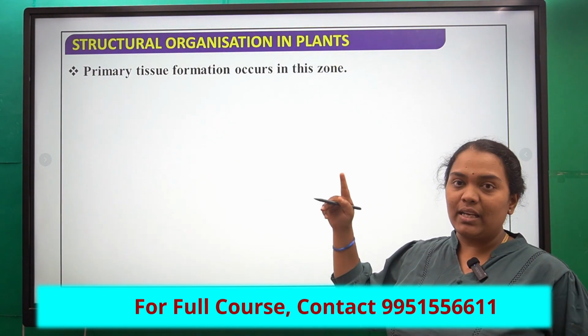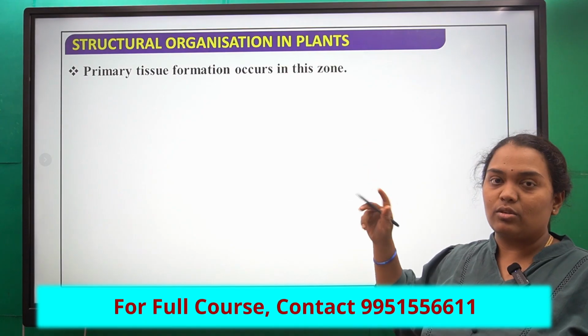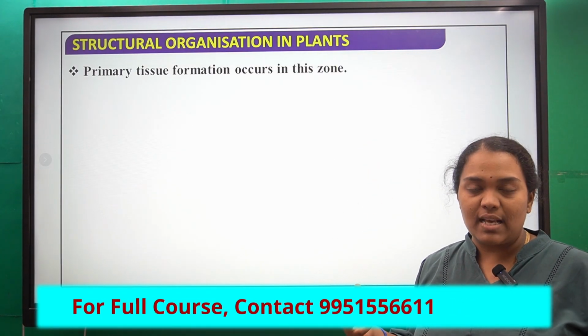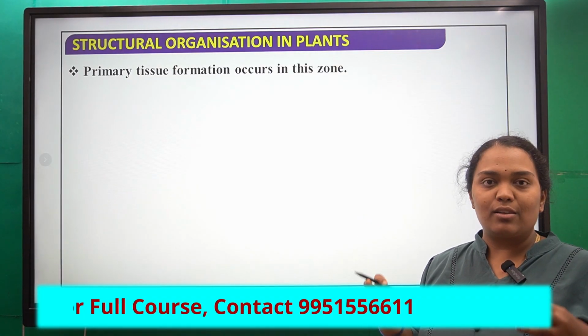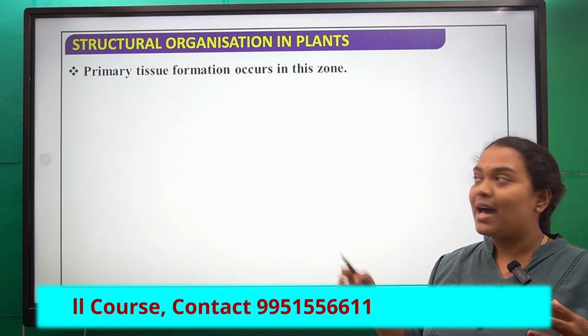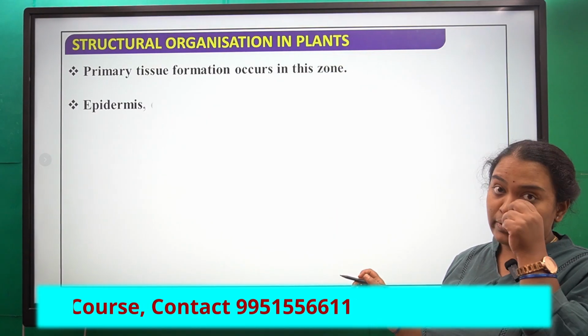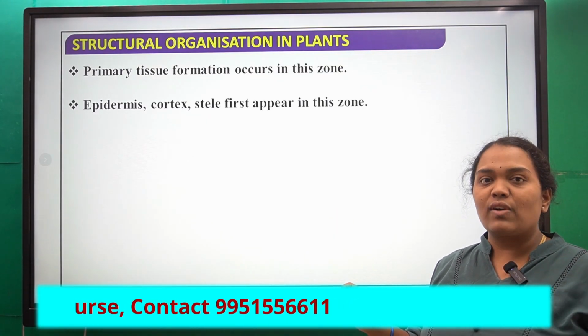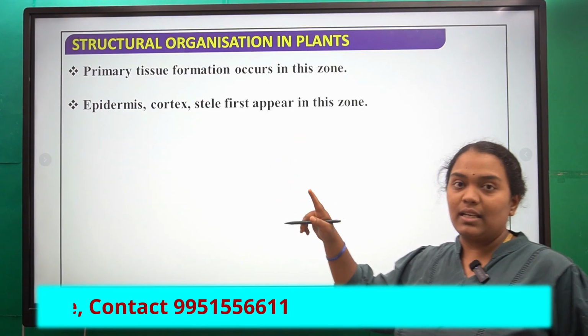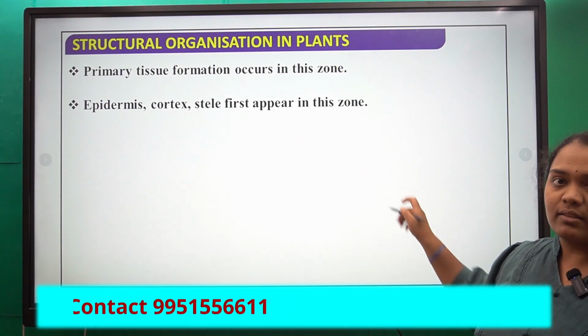Coming to the primary tissue formation, it occurs in this zone. Primary tissue means, as you know, plants are also made up of different types of cells. These cells group together to form different types of tissues. These tissues are formed in this zone, and the differentiation of function takes place here. Epidermis is the outermost layer, cortex the middle layer, and stele first appear in this zone.